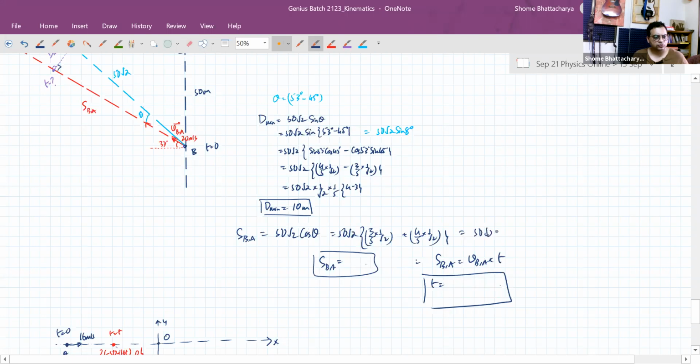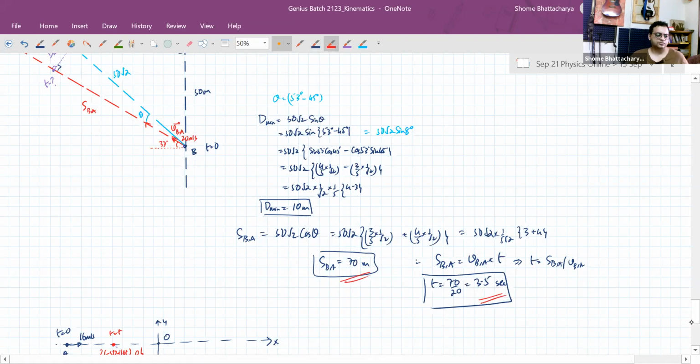So this is 50 root 2 into 1 by 5 root 2. I'm taking common, and 3 plus 4. Yes, by mistake. So it is going to be 70 meters. So the time is 70 by 20 because the speed is 20. Okay, so please note this correction, people, in the previous part. The concept was correct, just one calculation mistake with that.